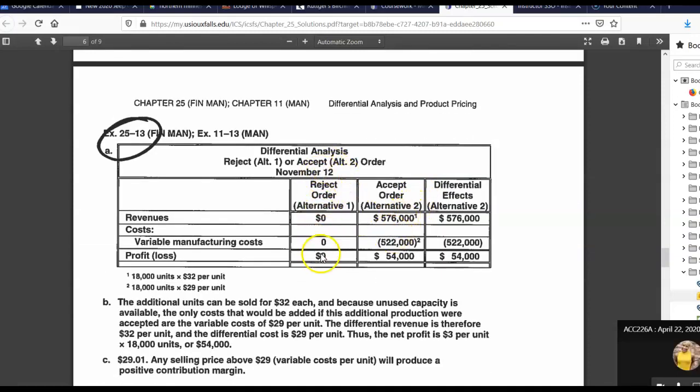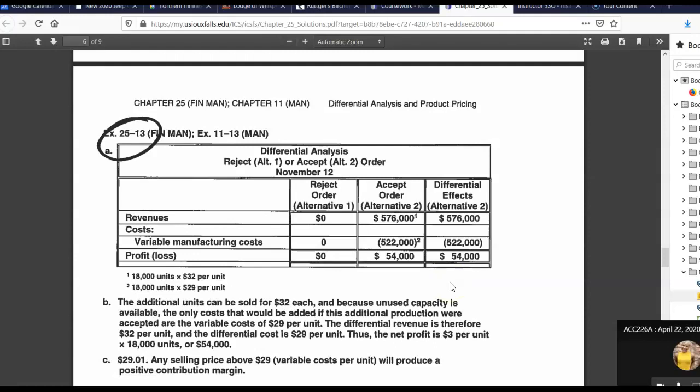Rejecting an order, of course, if we reject it, we have absolutely nothing to analyze. If we accept it, then of course we have to see, is there a profit? Again, in this problem, they don't talk about anything on fixed costs.